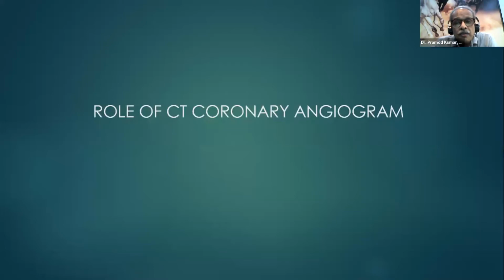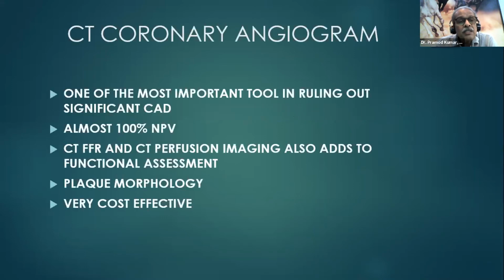What is the role of CT coronary angiogram? In recent times, it has become one of the most important tools in ruling out significant coronary artery disease. It has almost 100% negative predictive value. If the CT coronary angiogram is normal, you can rule out significant coronary artery disease, except in certain cases where HSCT is high, where you could have type 2 myocardial infarction, MINOCA, and other things that we are not discussing at the moment.